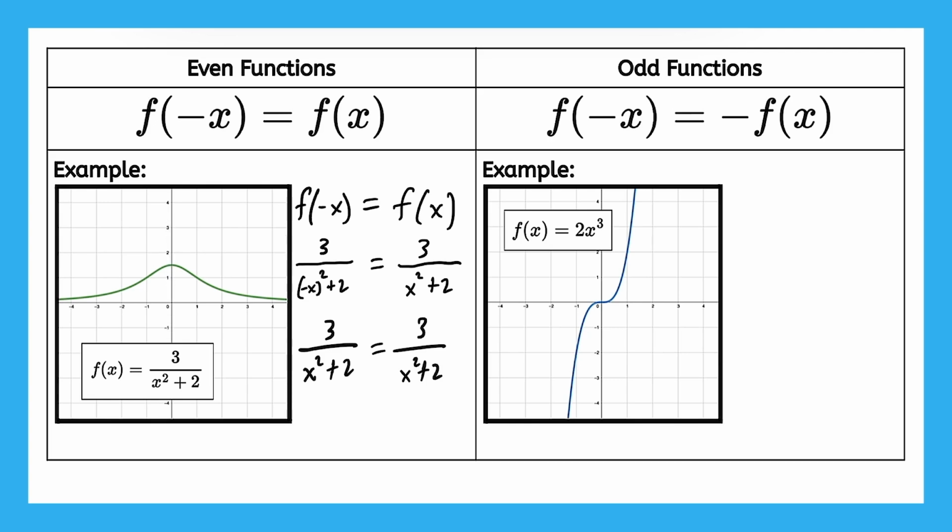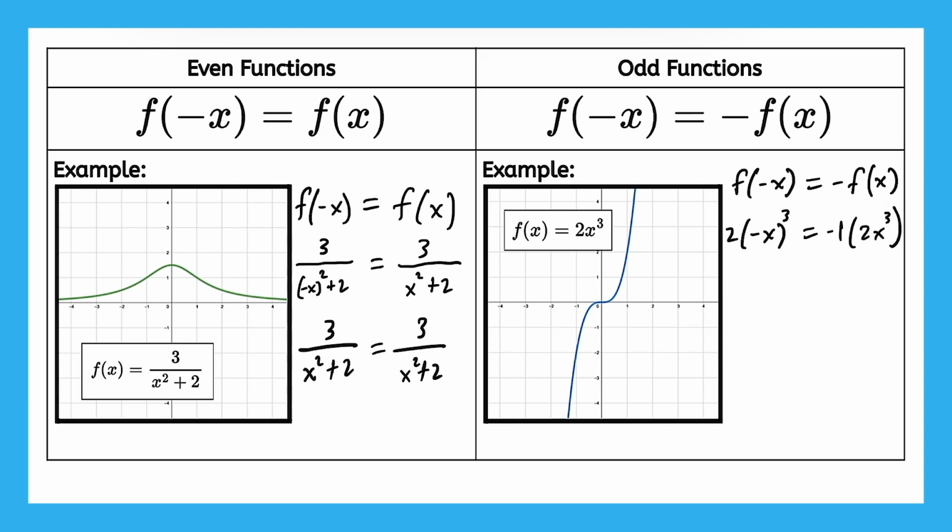All right, now what about odd functions? Let's start with the algebraic side of things. So we know that we have an odd function if f of negative x is equal to negative f of x. Now, f of negative x, we know, is when we put in a negative x for every x in the function. But what is negative f of x? This is when we multiply every term in the function by negative 1.